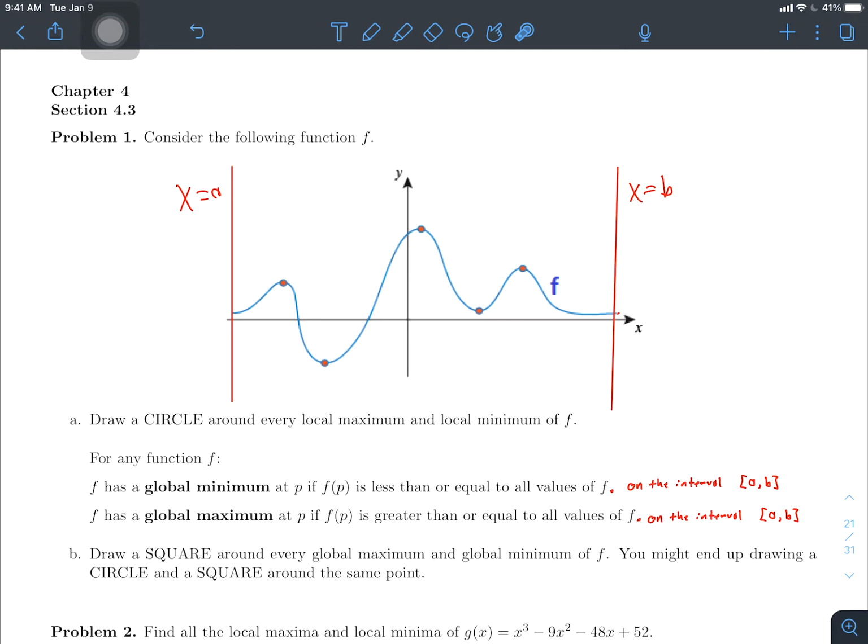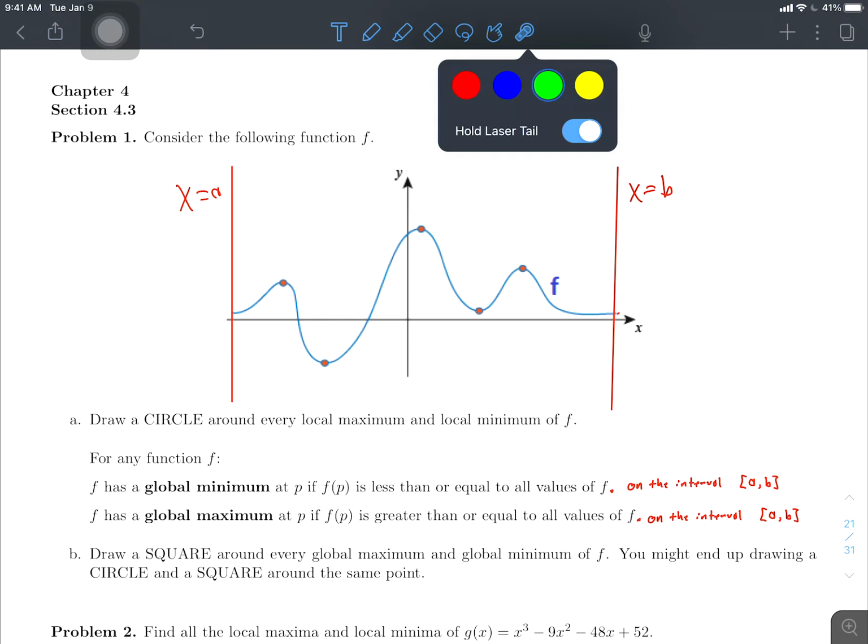So we may have a situation where we have a local maximum, meaning that it's the highest point nearby, right? But it doesn't necessarily mean that it's the highest point in the entire function on the domain which we're going to consider. Okay, so that's what we're going to talk about today. So let's start by just warming up.